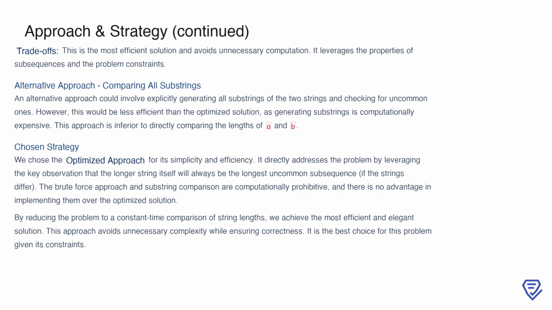While an alternative approach could involve generating all substrings of the two strings and checking for uncommon ones, this approach is also computationally expensive and less efficient than simply comparing string lengths. Given these trade-offs, the optimized approach is the best choice. It directly addresses the problem requirements with simplicity and efficiency.